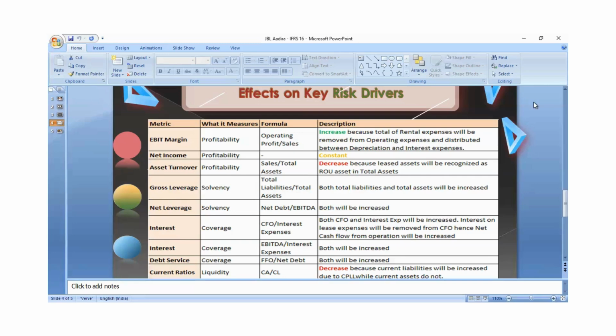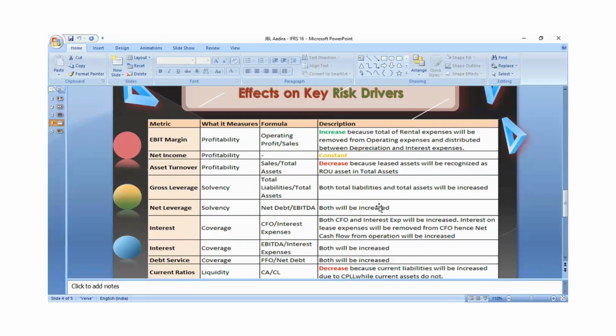So the gross leverage, which ultimately measures the solvency of an organization. Based on that, a lending organization, suppose a bank or financial institution, will first calculate the solvency of the borrowing company, borrowing firm, or the obligor. Then they would decide whether to lend money or not. So the solvency ratio would be calculated by total liability divided by total asset.